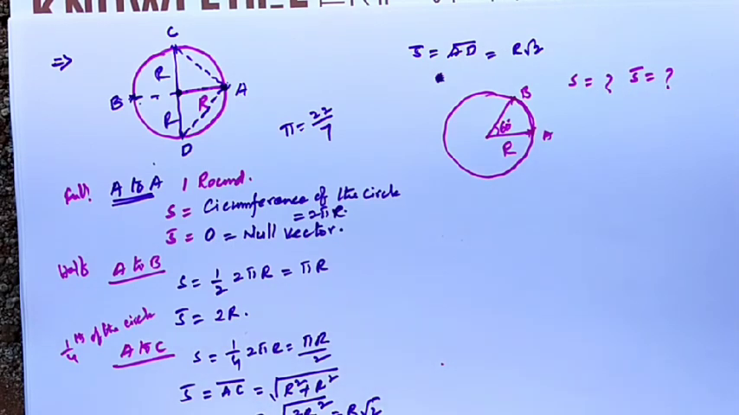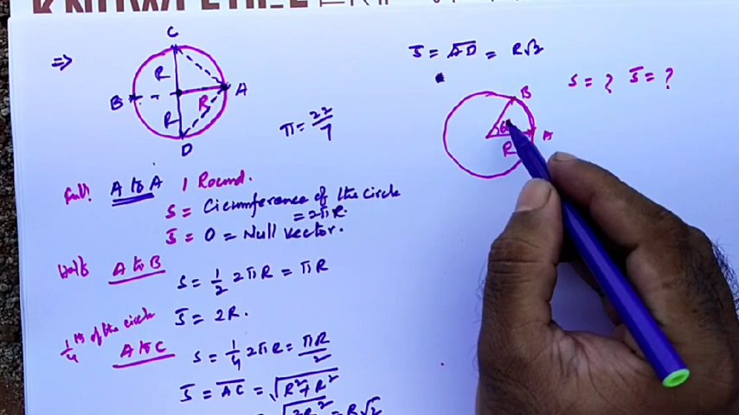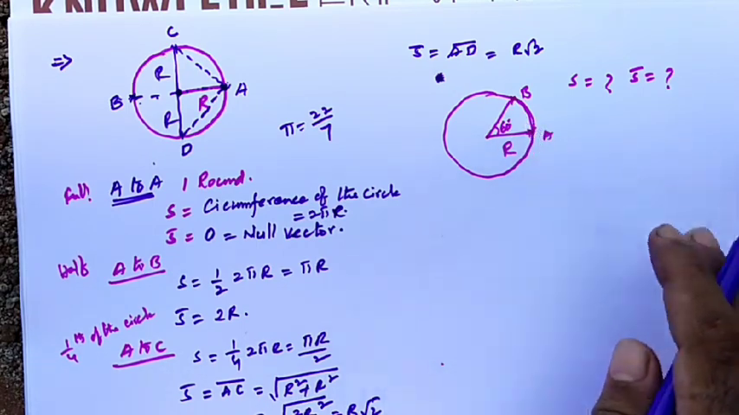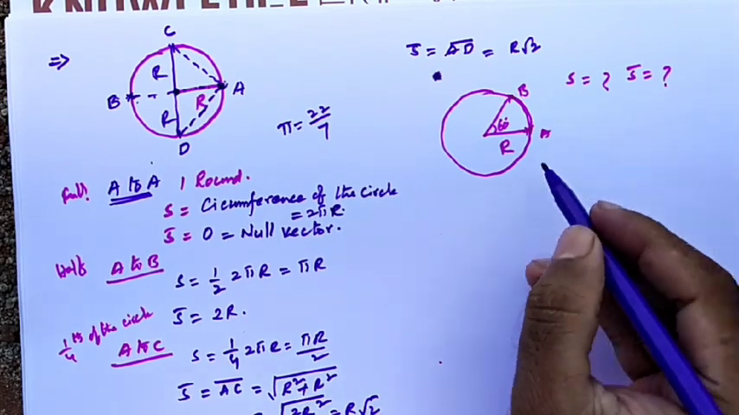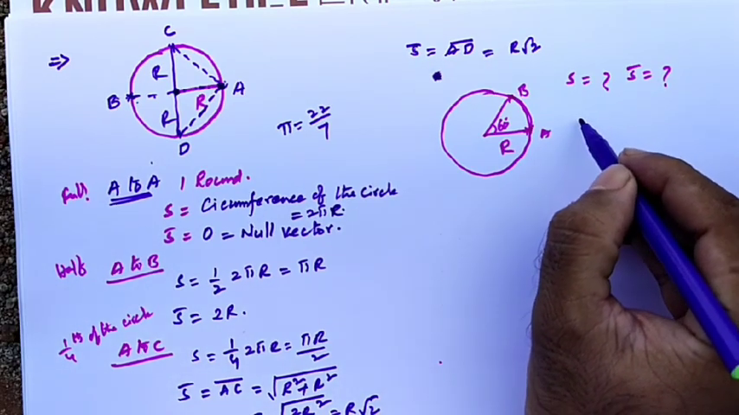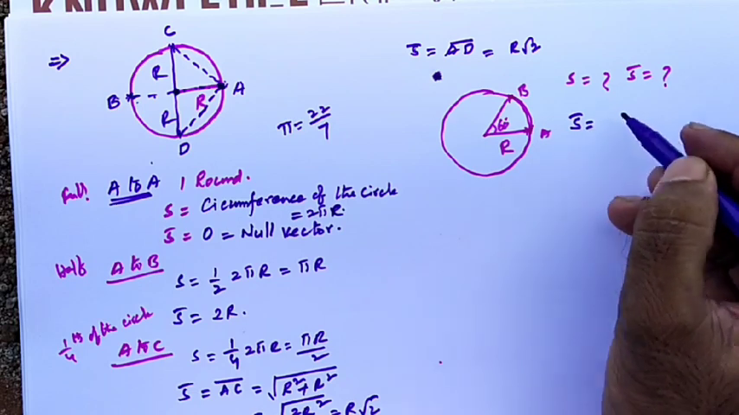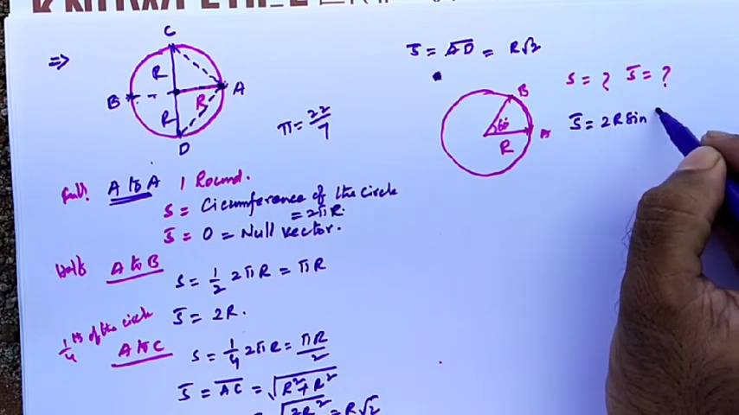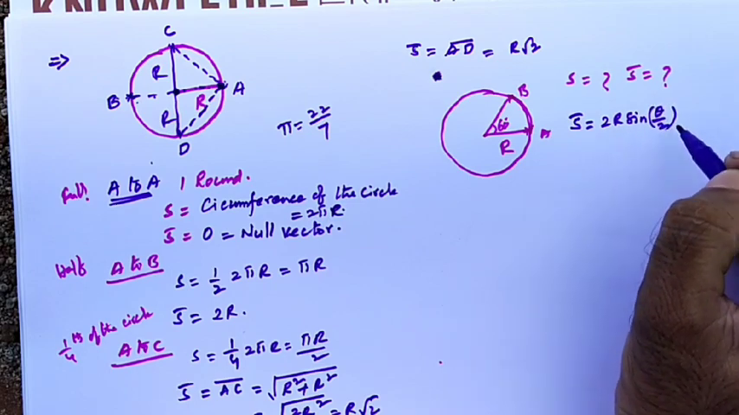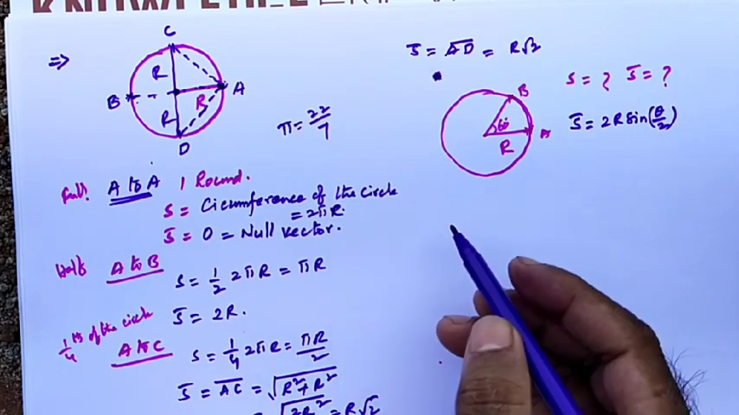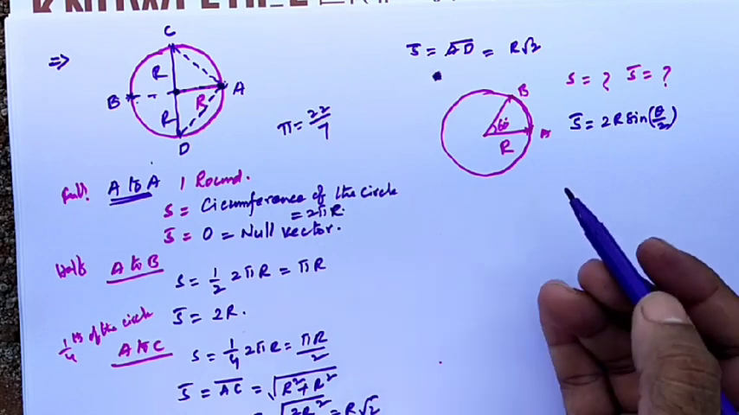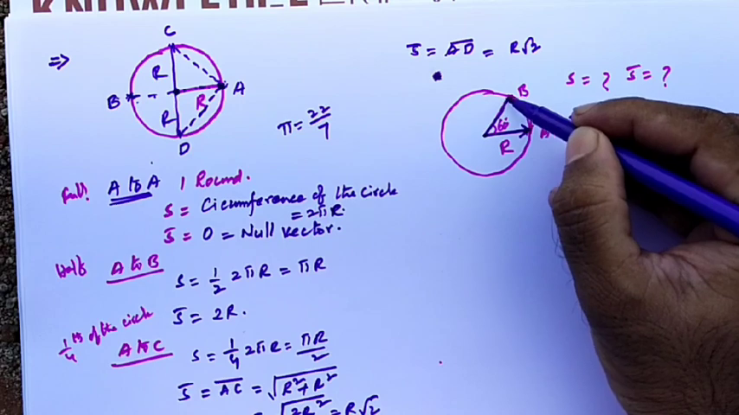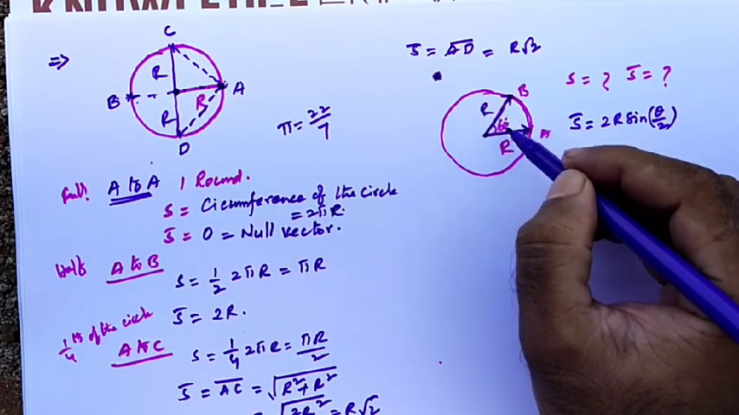In this case, how, sir? Because we don't know whether it is half of the circle, or 1/4 of the circle, or half of 1/4 of the circle. For this we have a formula to calculate displacement. That is 2r sine of theta by 2. Remember this formula. It can be derived by using vectors. So this is a vector r, and this is also another vector r.